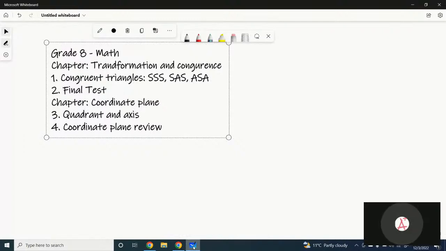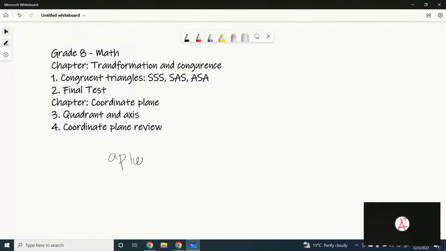So you can find all the lessons on aplusstudents.com. You have to log in there using your email address, and the password is provided by the administrator. Then you have to select math from the subject tab. Scroll down to grade 8 maths. There you can find the chapter that is transformations and congruence. So here is the list of the lessons we are going to cover today.